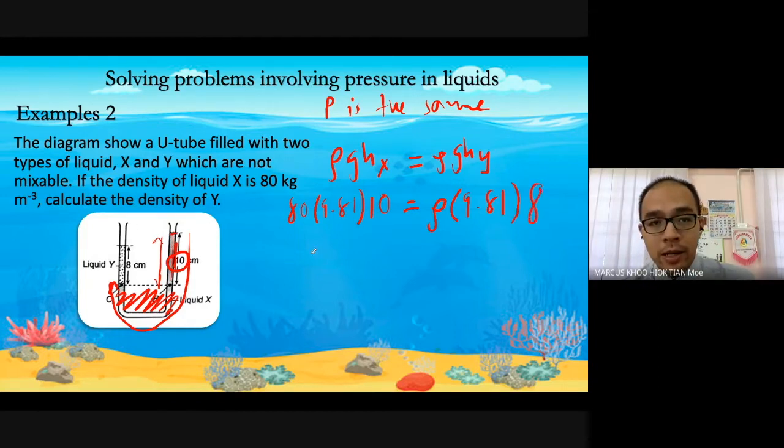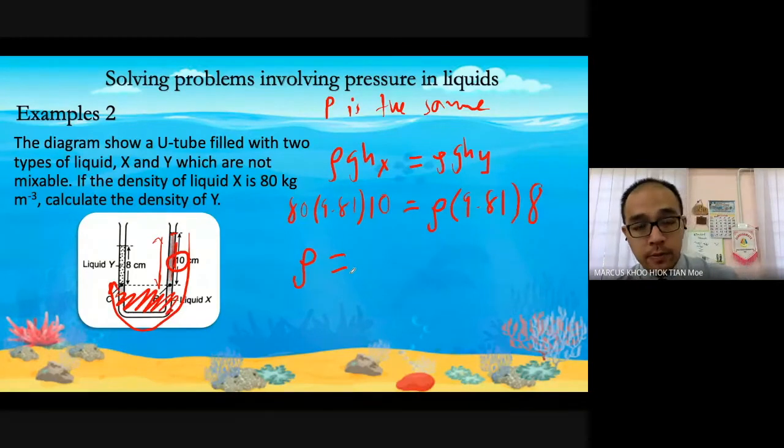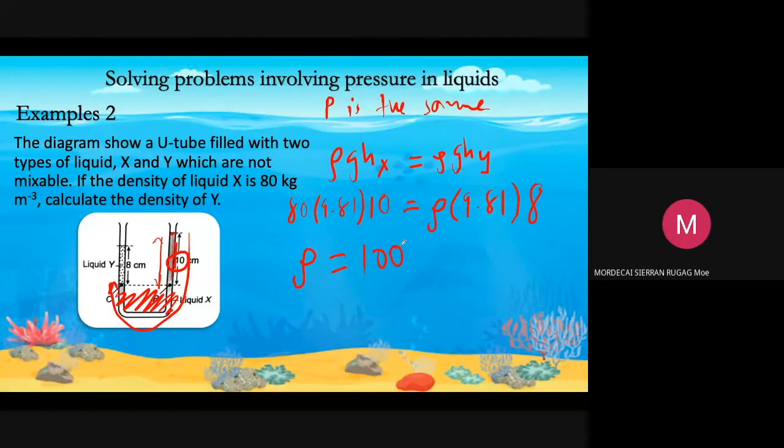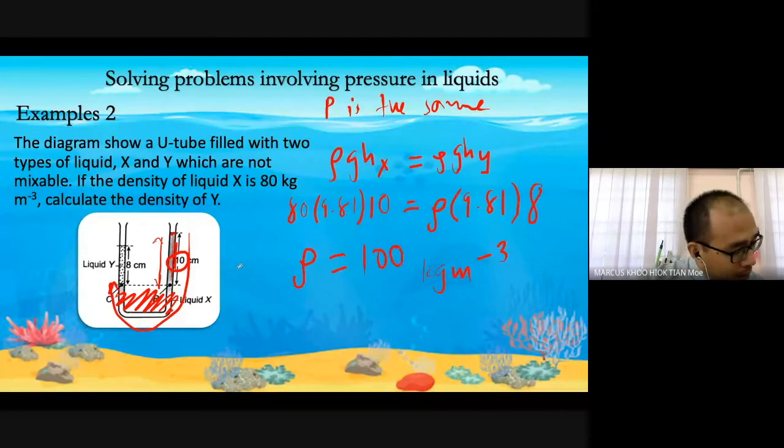Can you calculate for me the density of Y, please? Sorry, how much? 100. 100 what? Unit for density? Kg meter. Kg per meter cubed.